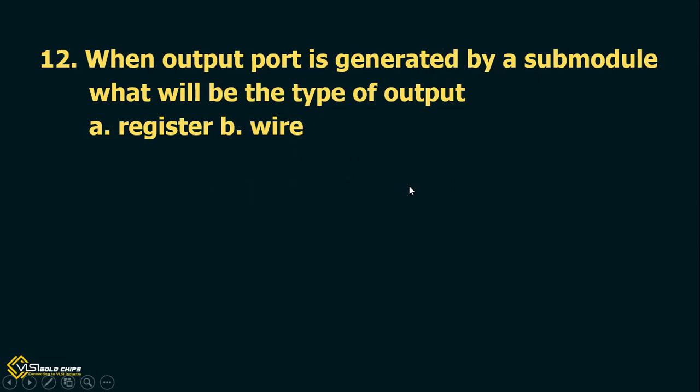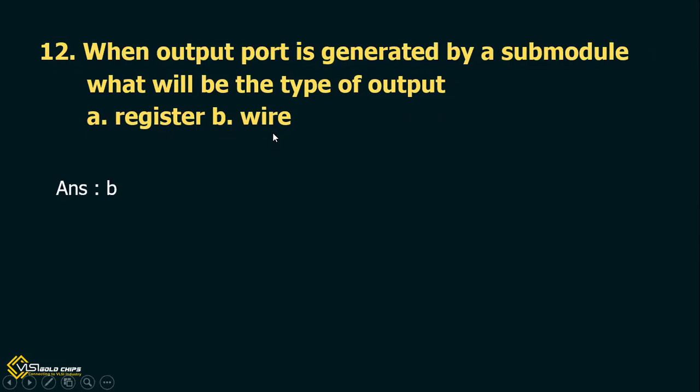The next question is, when an output port is generated by a submodule, what will be the type of output? Register, wire. So here, by default, the output port will be of wire. So the answer is B.